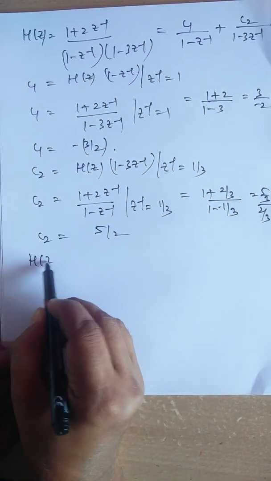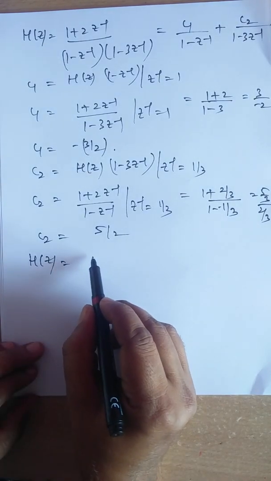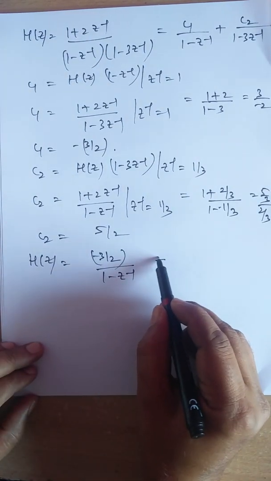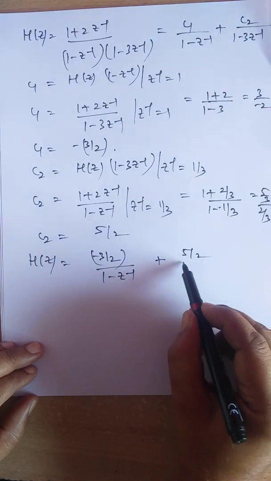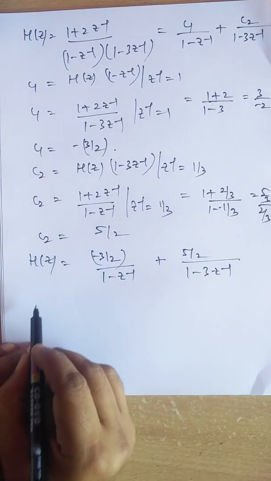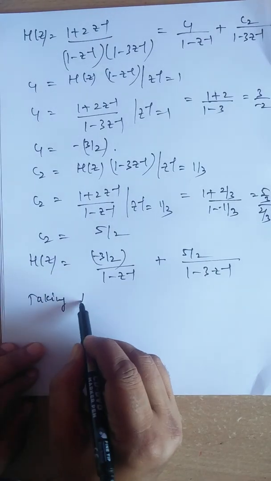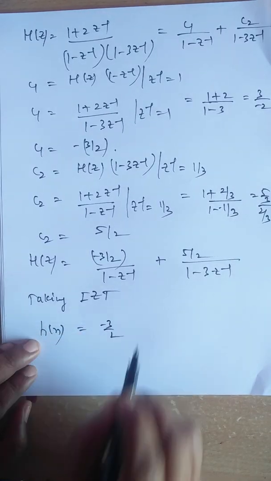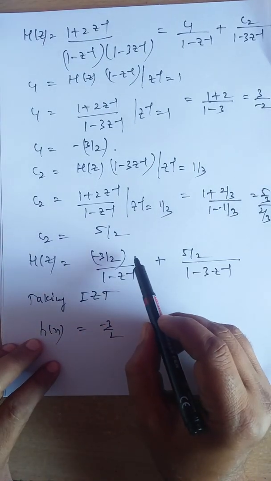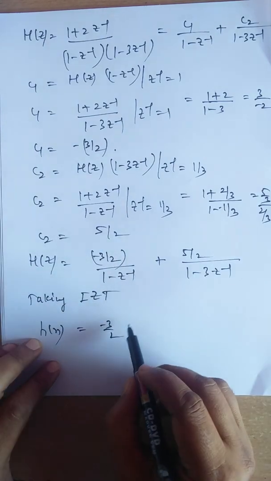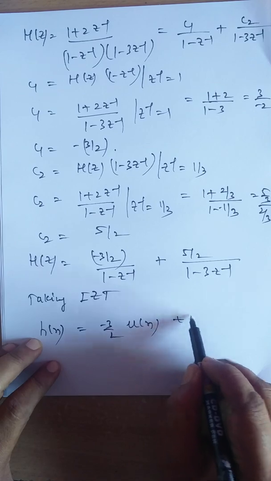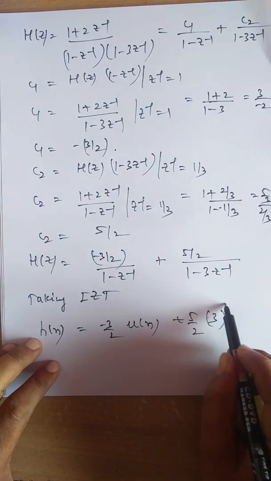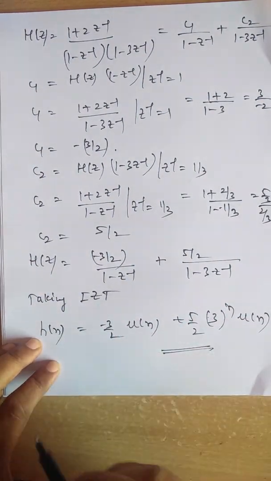Then H(z) equals c1 value −3/2 divided by (1 − z^(−1)) plus 5/2, the c2 value, divided by (1 − 3z^(−1)). Next, taking its inverse, we get the impulse response h(n) as −3/2, keep it as it is. The inverse z transformation of 1 divided by (1 − z^(−1)) is u(n), plus 5/2. The inverse z transformation of 1 divided by (1 − 3z^(−1)) is 3^n u(n). This completes. Thank you.